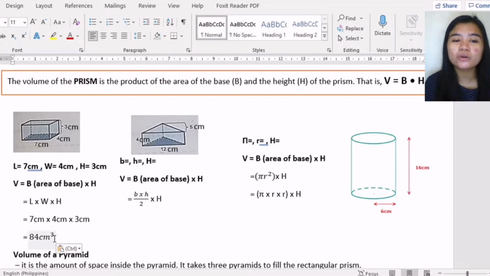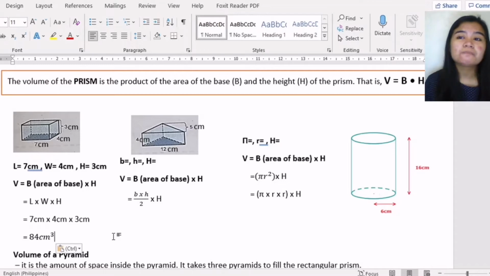Kaya kung makikita nyo, ang exponent ng unit niya ay 3, kasi nga po, cubic unit. Kasi centimeter times centimeter, that is square centimeter. Square centimeter times centimeter, that is cubic centimeter. Kasi kapag nag-multiply tayo, we are going to add the exponent, kaya naging to the third power siya. So that is our final answer. So the volume of this rectangular prism is 84 square centimeter.